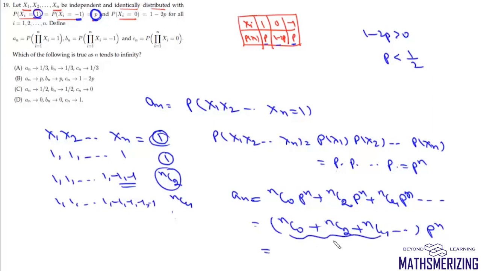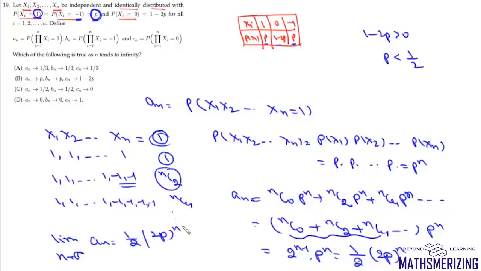Now we know that the value of this binomial series is 2 to the power n - 1. So it will be 2 to the power of n - 1 into p to the power n. So it will be 1 by 2 into (2p) to the power n. Now we'll take this limit, n tends to infinity, an will be 1 by 2 and then (2p) to the power n. Now 2p is less than 1. So if 2p is less than 1, then (2p) to the power infinity will be simply 0. So the value of an tends to 0.